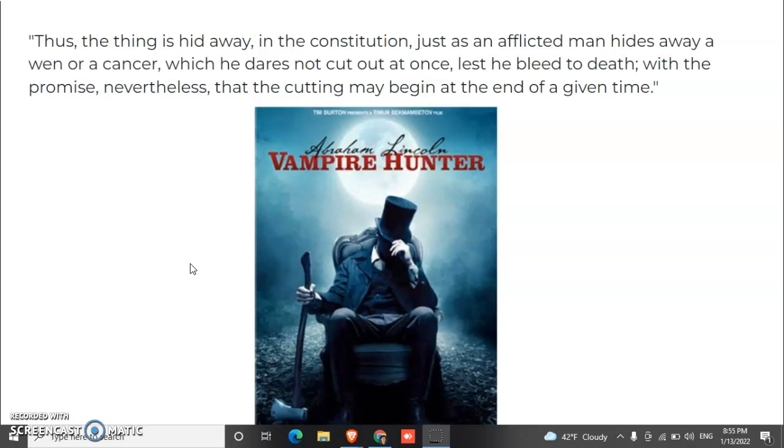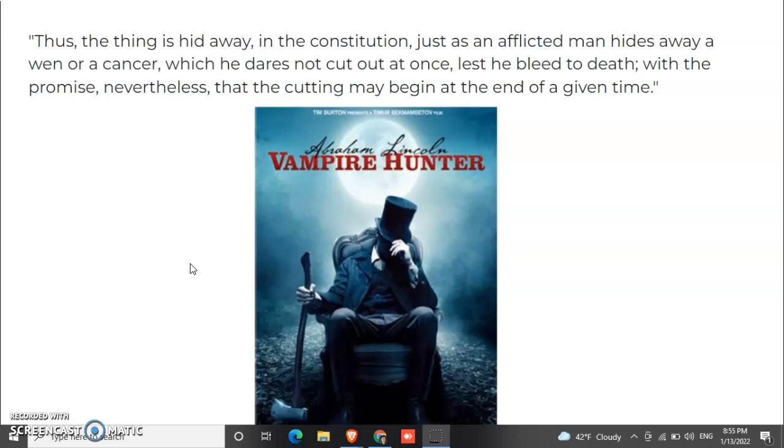And what we see here is a quote from Abraham Lincoln. I just picked an image that was a little more interesting from a movie there, Abraham Lincoln, Vampire Hunter, which I don't think he really was, but who knows? Anyway, the quote says, "Thus the thing is hid away in the Constitution, just as an afflicted man hides away a wen, which is like an ailment, or a cancer, which he dares not cut out at once, lest he bleed to death, with the promise, nevertheless, that the cutting may begin at the end of a given time."